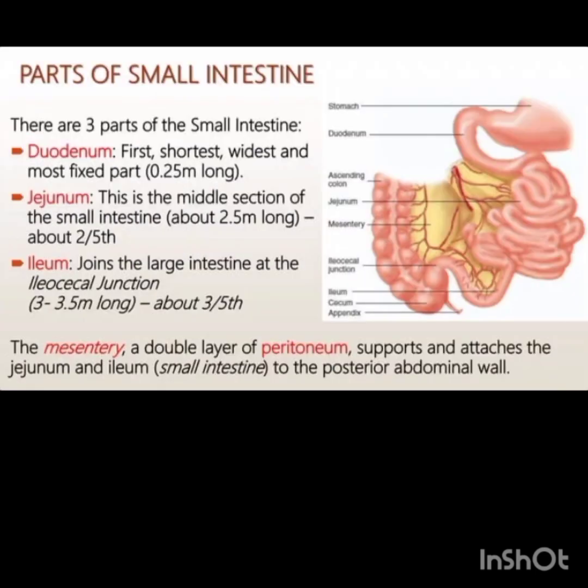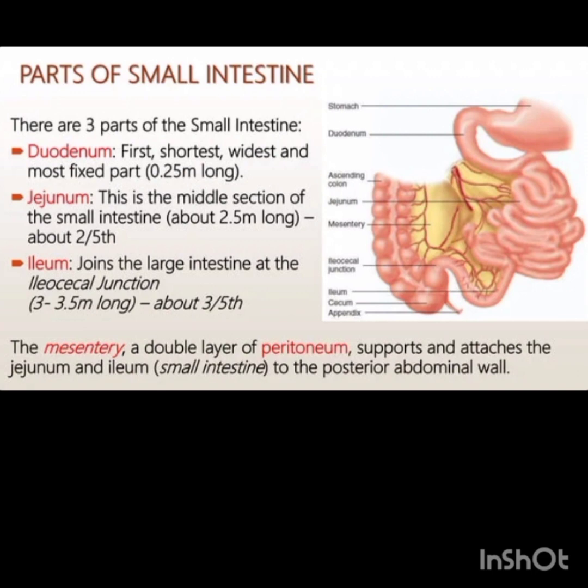Here are the parts of the small intestine. There are mainly three parts: duodenum, jejunum and ileum. Duodenum is the first part after leaving the stomach. After the stomach ends, the duodenum starts. It is about 0.25 meters long. Jejunum is the middle part between the duodenum and the ileum. It is about 2.5 meters long. Ileum joins the small intestine to the large intestine at the ileocecal junction. It is about 3.5 meters long.